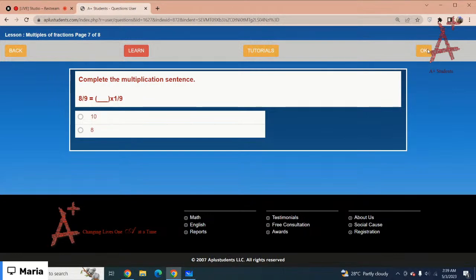Okay, the next one is 8 over 9 equals the missing number times 1 over 9. So 1 times what number is 8? 1 times 8 is 8. That means the missing number is 8. So it would be 8 over 9.